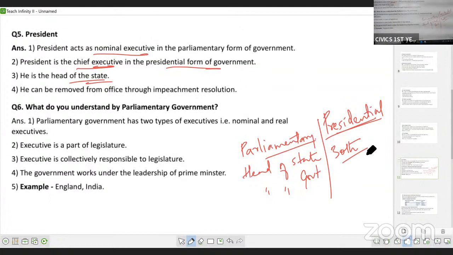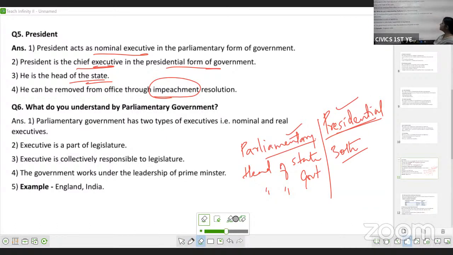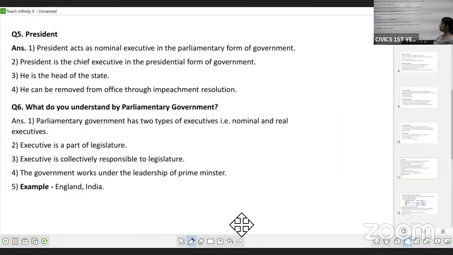Whatever may be the form of government, parliamentary or presidential, he can be removed through an impeachment resolution passed by the legislature. The president, both in parliamentary and presidential form of government, can be removed from his office through a resolution passed in the legislature. That resolution is called impeachment resolution.